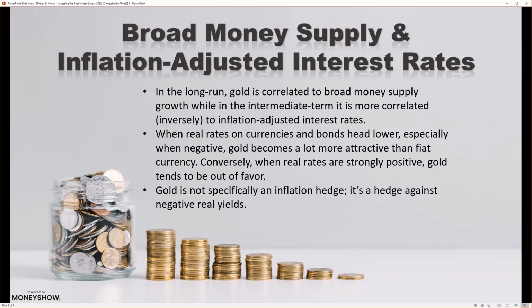So gold is both scarce and ironically higher yielding in that environment. In that sense, gold is not specifically an inflation hedge. It is a hedge against negative real rates. Albeit in practice, the deepest negative real rates tend to be during times of high and sharply rising inflation.